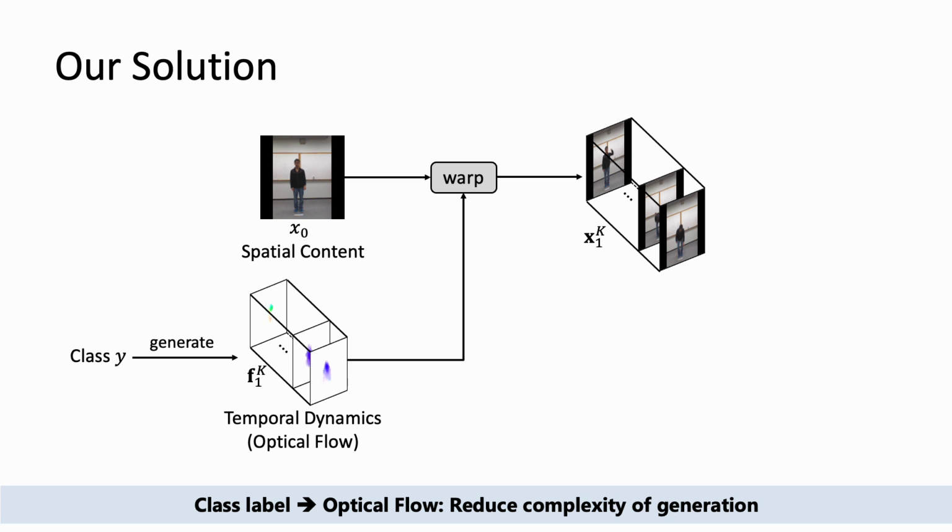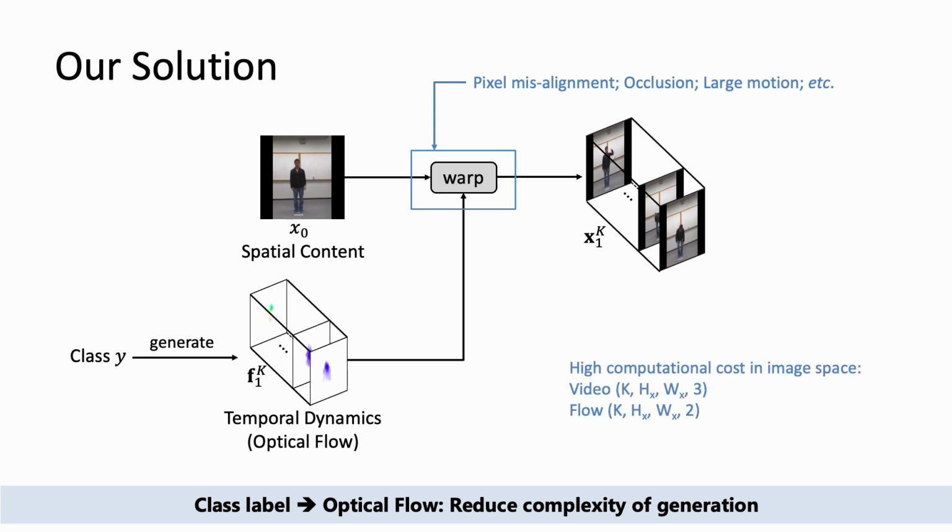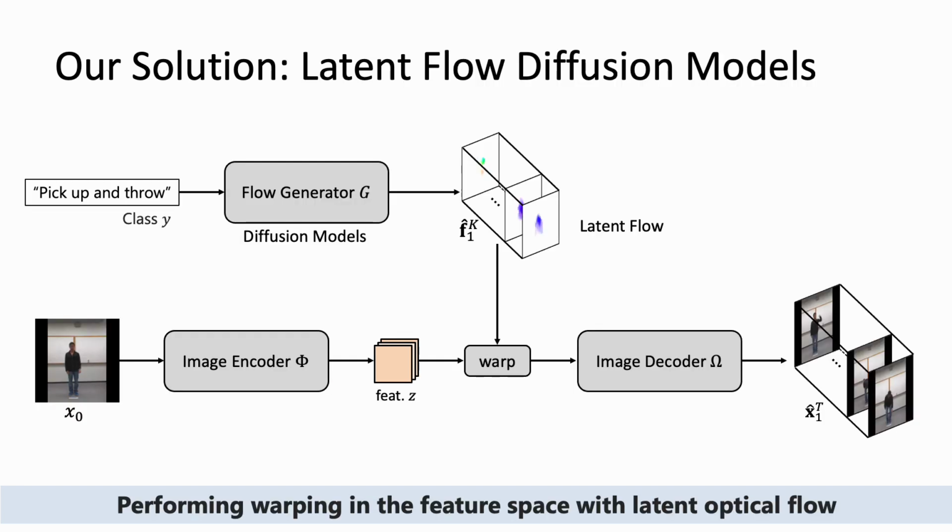Based on this disentanglement, and considering the subject image is given, instead of using the class label to generate a whole video, we propose to use the class label to only generate optical flow. However, performing warping in the image space is challenging. We need to handle pixel misalignment, occlusion, or large motion. Also, the computational cost for direct generation in the image space is high. Thus, we choose to perform warping in the feature space.